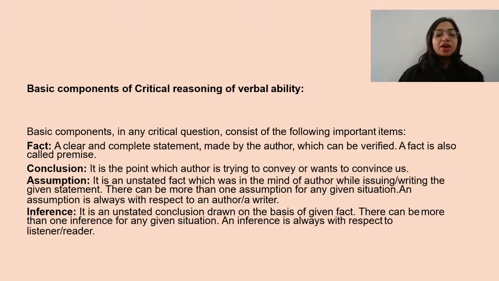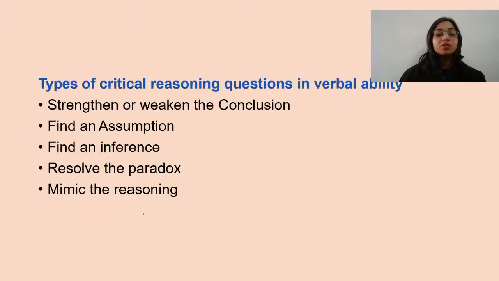Then comes assumption. Assumption is an unstated fact in the mind of the author, which while issuing or writing the given statement, there can be more than one assumption for any given situation. An assumption is always with respect to an author or a writer. Next is inference. So, inference is unstated conclusion drawn on the basis of given fact. There can be more than one inference for any given situation, and inference is always with respect to the listener or the reader.